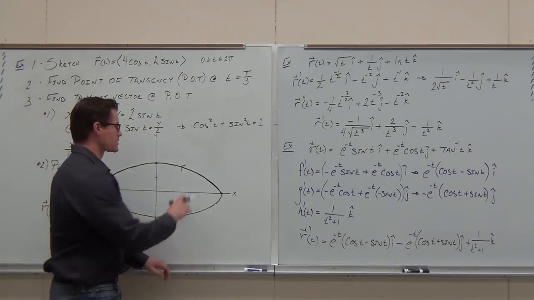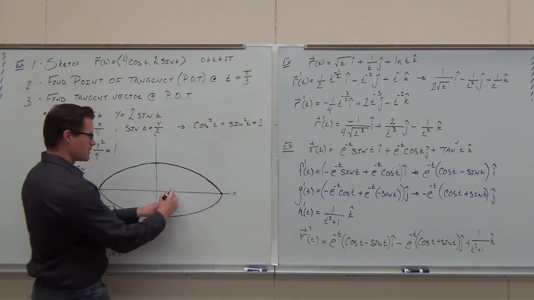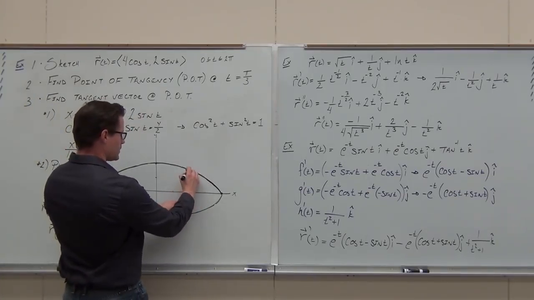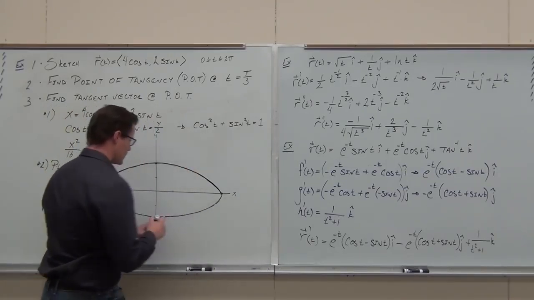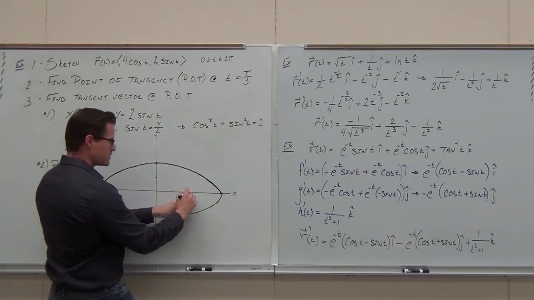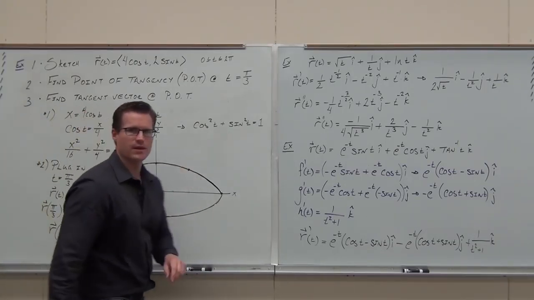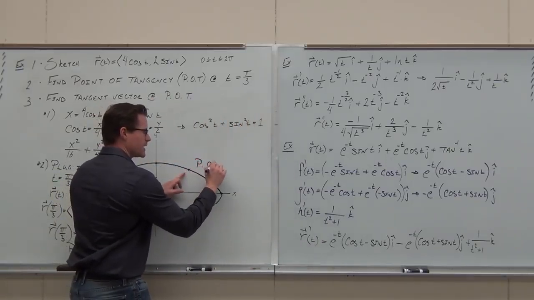Here's how that looks. Here's 2. Go right up there. Use purple here. Here's 2. Here's 2 comma root 3. It has to be on that vector function. That's how we even found it. This right here is the point of tangency.